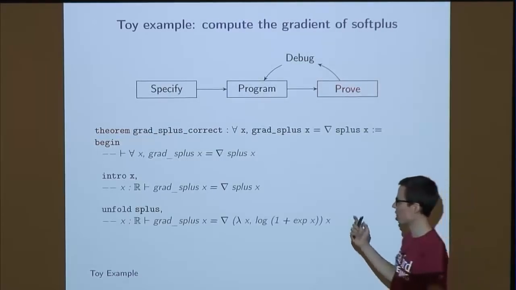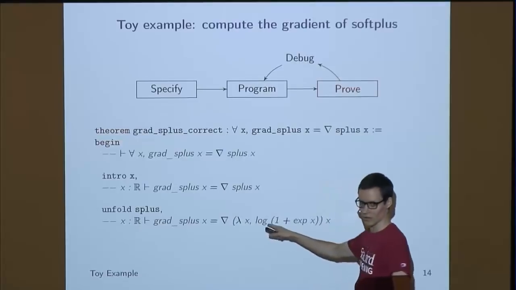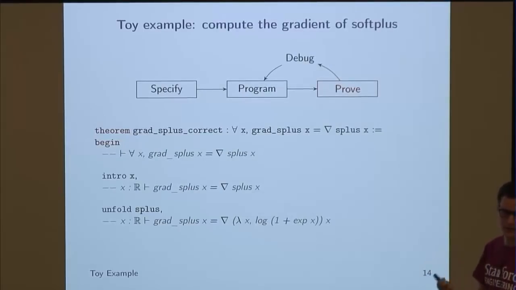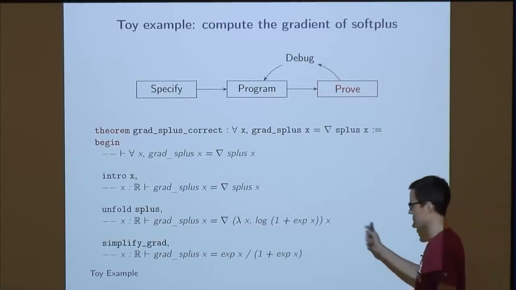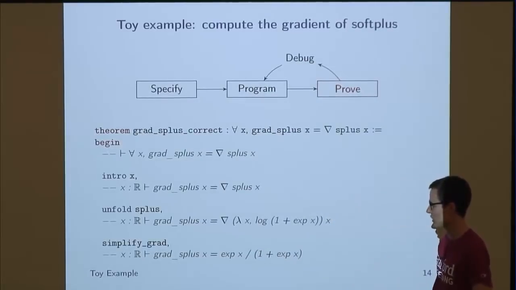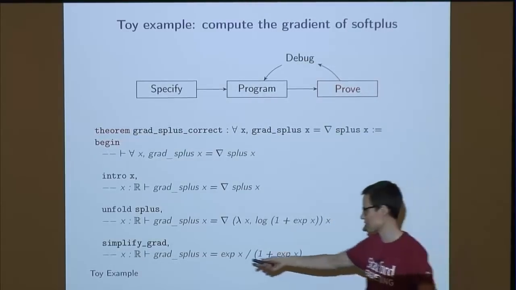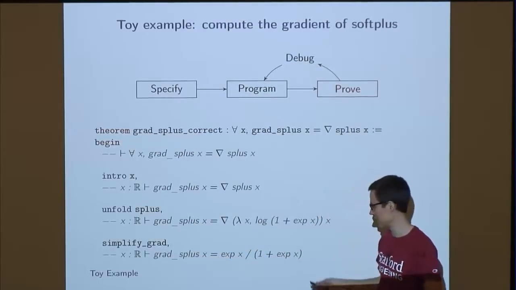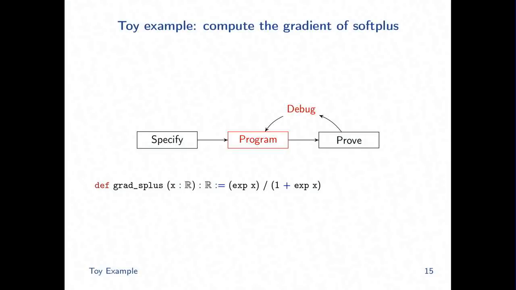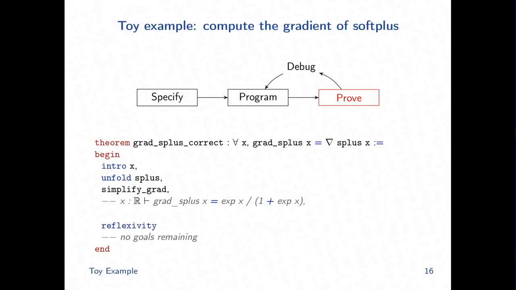We can then unfold the definition of Softplus to expose the log and the 1 plus e to the x. Then we can rewrite exhaustively with known simplification rules for basic gradients. As a result, the right-hand side will simplify to e to the x over 1 plus e to the x. So our theorem is not true because this doesn't return anything, but it tells us exactly what it needs to return. So we go back and debug our program, and we fill in what it's supposed to compute, and we go back to proving, and now the same proof goes through, and we're done.